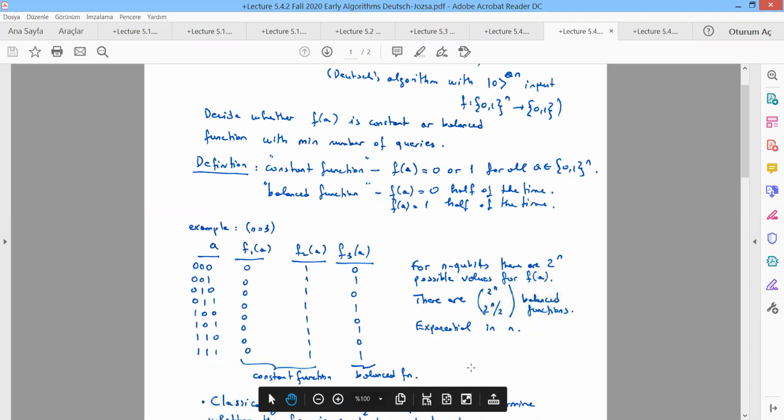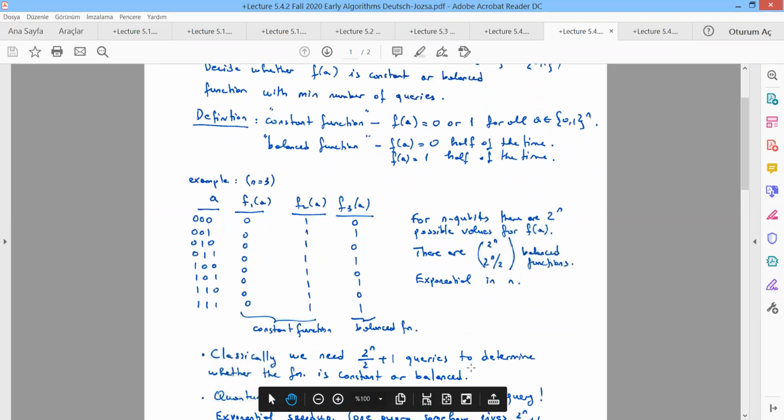A balanced function, remember, is the case when we have the number of zeros and ones the same. This is an example of a balanced function. There could be many balanced functions. For these values we have the output 0, and for these values we have the output 1, and the number of zeros and the number of ones in the output are equal. So we call this kind of function a balanced function.